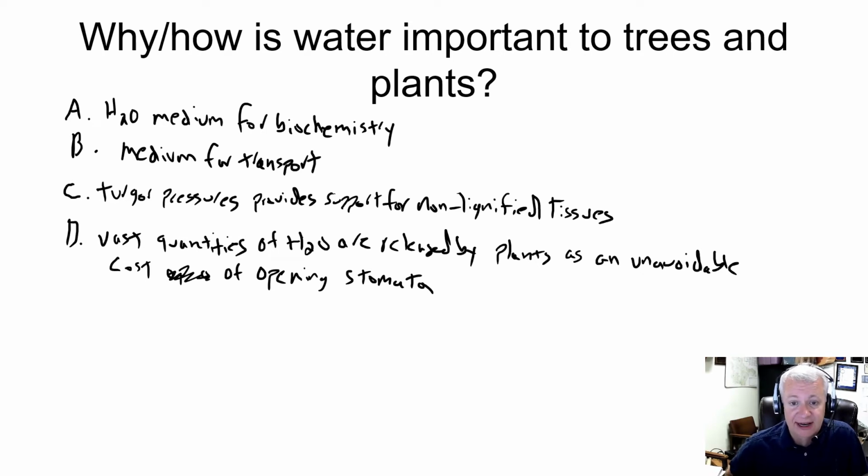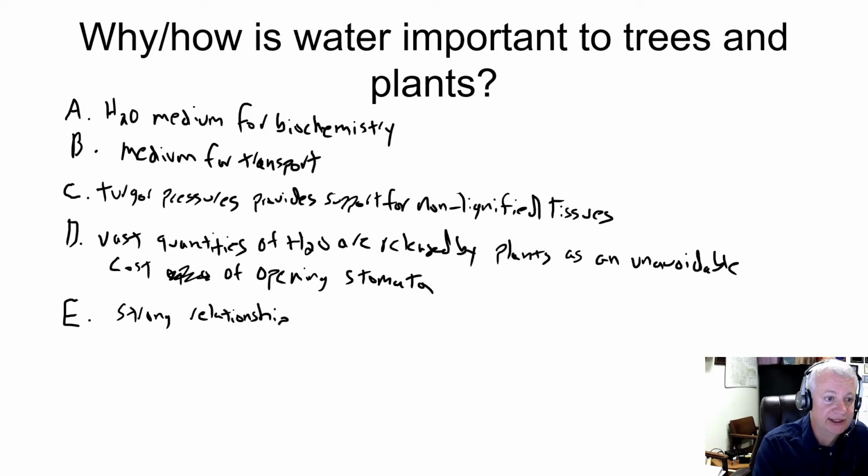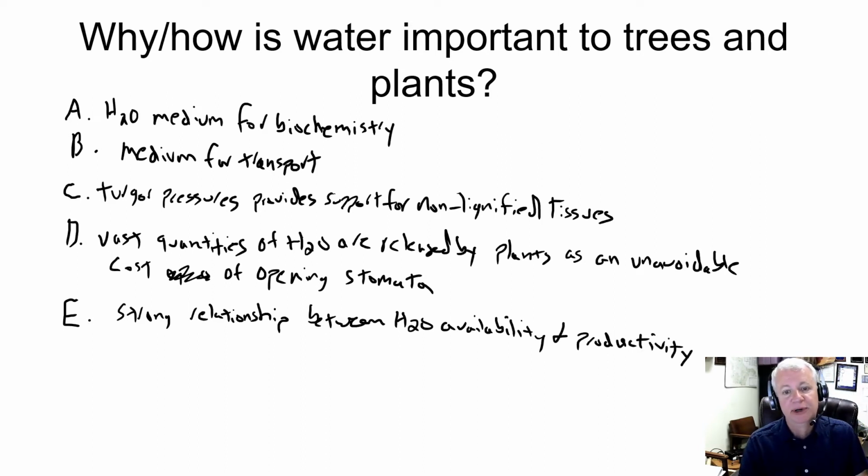We've talked about some workarounds. CAM is a workaround, a photosynthetic pathway to that, but really most plants and all trees have to lose a lot of water. Probably 100 molecules of water are lost for every molecule of CO2 that's fixed by photosynthesis. So it's an inevitable and unavoidable cost. So plants use a lot of water. And the final, and this is sort of related to D, is that there's a strong relationship between water availability and productivity. In other words, the growth of plants tends to be pretty dependent on whether there's abundant water supply in the soil.